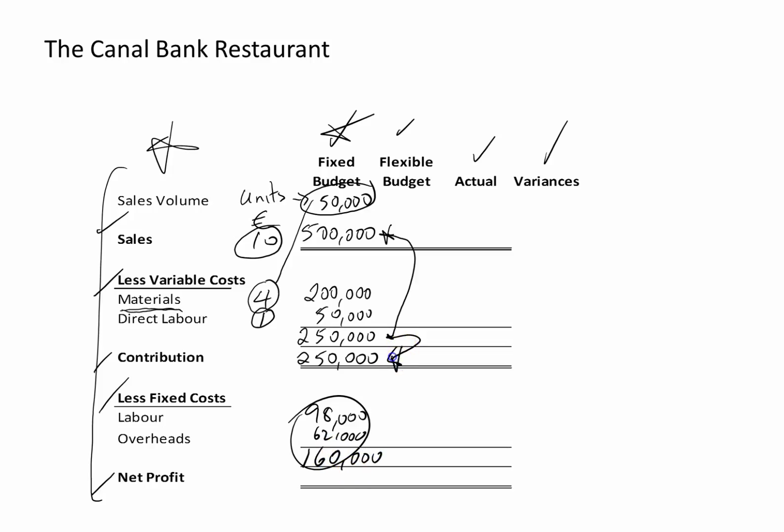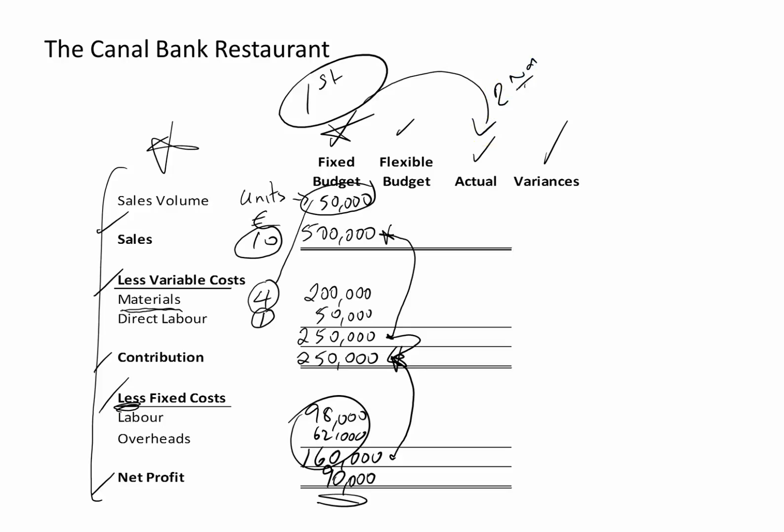So what I have here is I have my contribution less fixed costs. Less fixed costs will give me my profit, and the profit figure is 90,000. So 90,000 is the original budgeted profit. So what I do is I reconstruct my original fixed budget first. Now I'm just going to tidy this up, and then what I'll do is I'm going to move on and pop in the actual information because I have that. Probably the easiest thing to do.